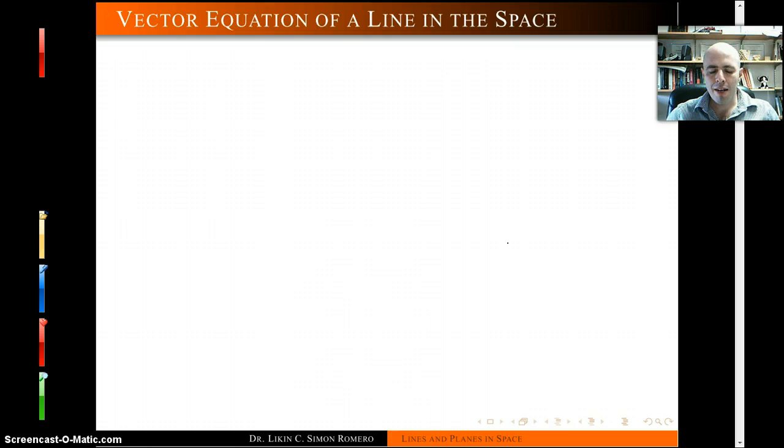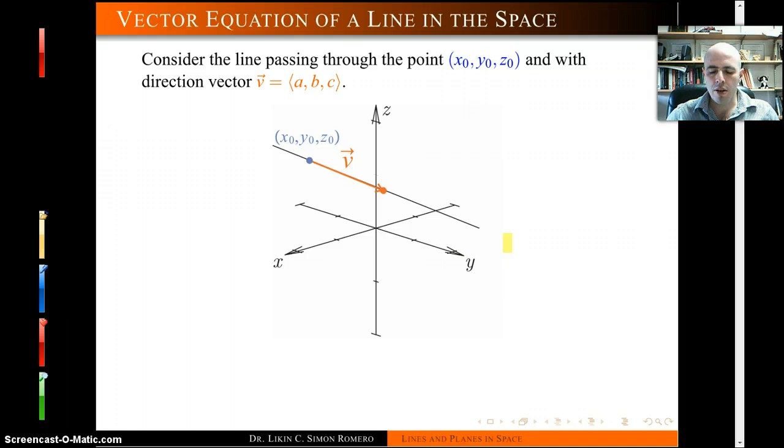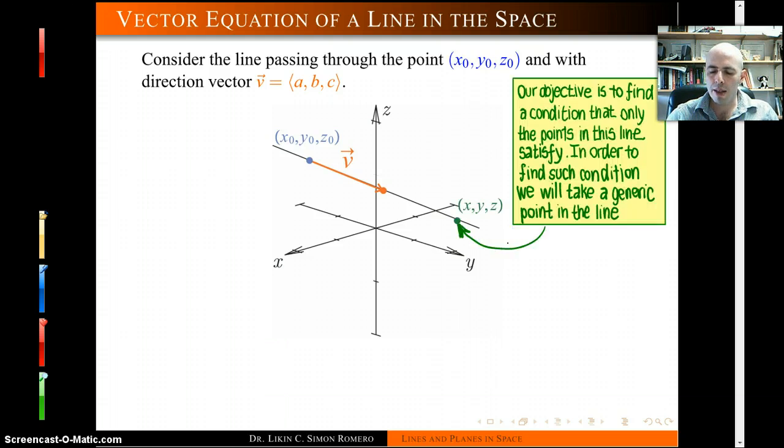Let me start with how we're going to create equations to describe points in the line. Suppose that we have a starting point x0, y0, and z0, and a direction vector that I'm going to call b, with components a, b, and c. Our objective is to find a condition that only points in the line satisfy. To find that condition, we take a generic point in the line that I'm going to call x, y, z.